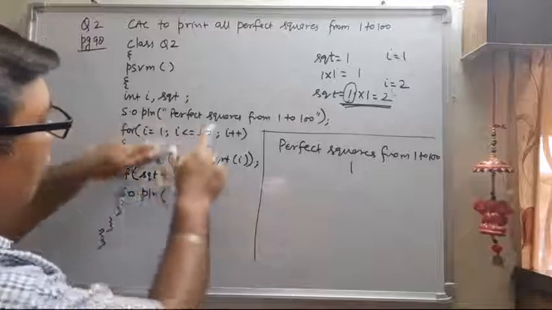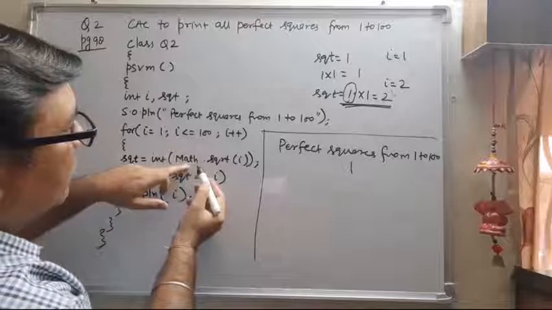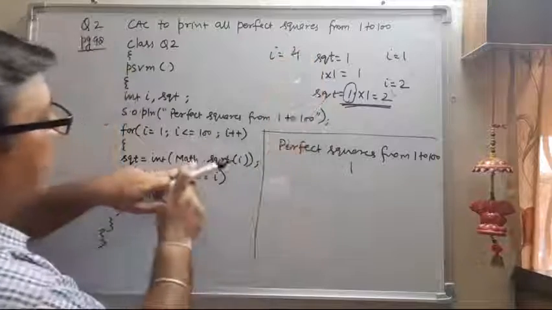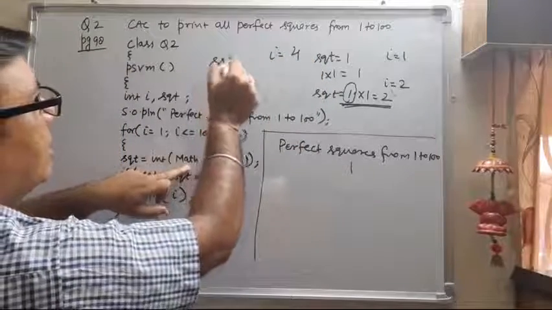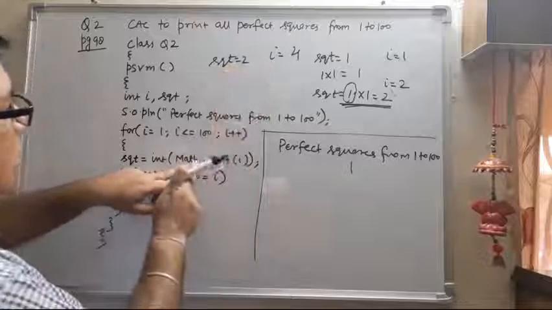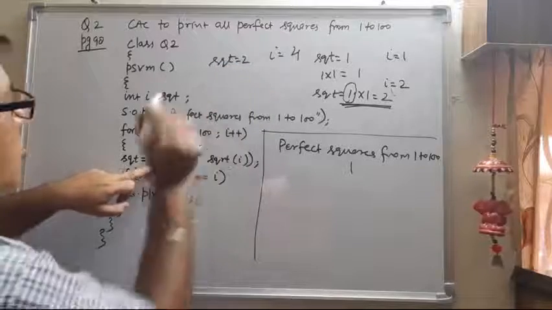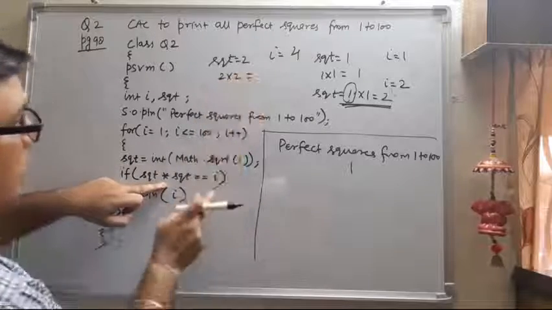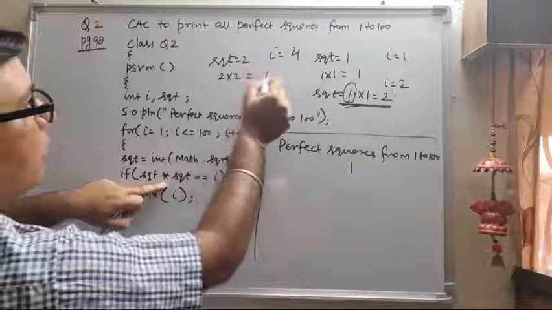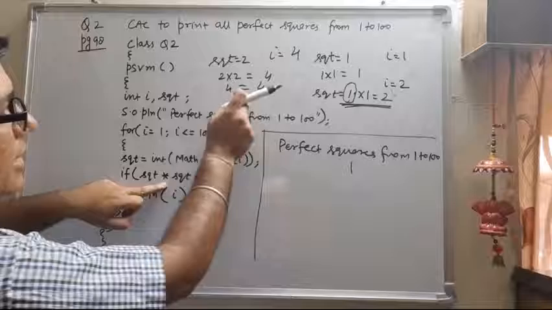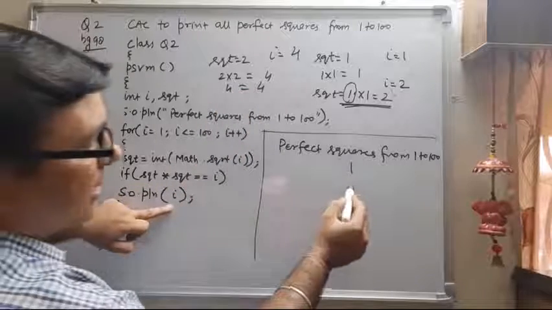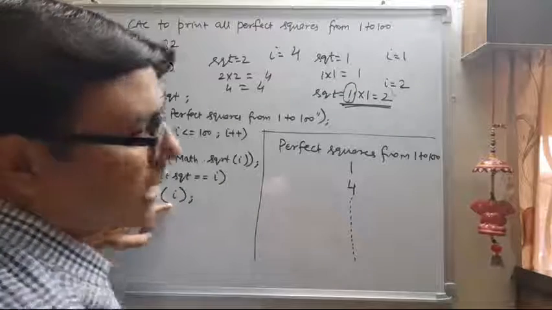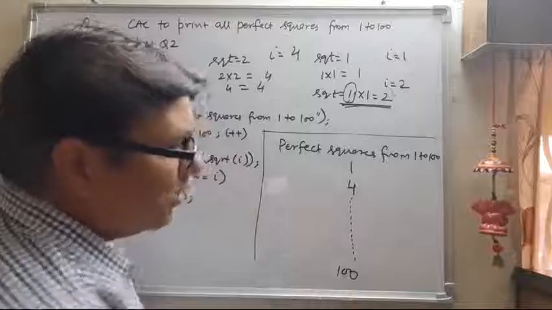Next time it will become 4. So again it will find the sqrt of 4, that is, suppose i will become 4. So sqt is equal to 2, and the integer of 2 is also 2. So if sqt into sqt, that is 2 into 2, is equal to i. What is i? i is 4, that is 4 is equal to 4. This condition is true. So i is printed on the screen, that is 4 is printed on the screen. In a similar way, all the perfect squares up to 100 are printed on the screen.